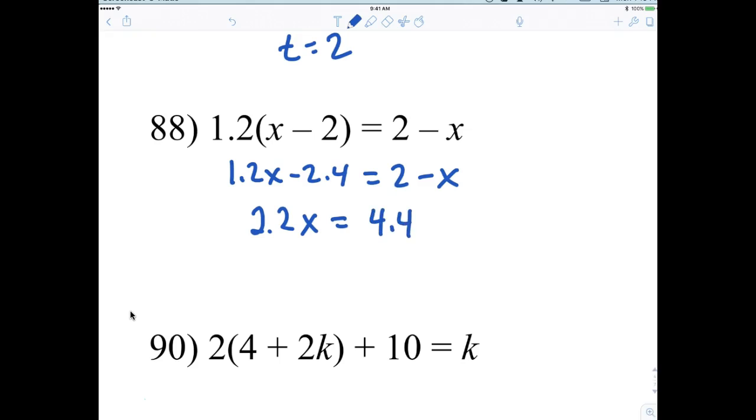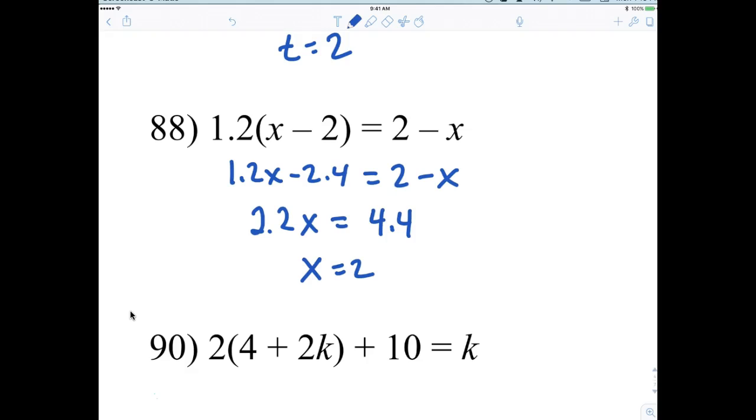Explain to everybody why. When you're switching it over to the right side, it's a negative, so you turn it into a positive. I couldn't have said it better myself. And 2.4 plus 2 is 4.4. I forgot to write the negative. Now x has to be what? 4.4 divided by 2.2, which is 2. Everybody happy?